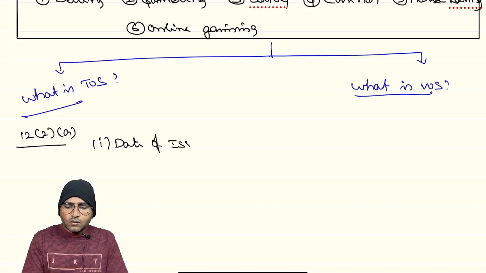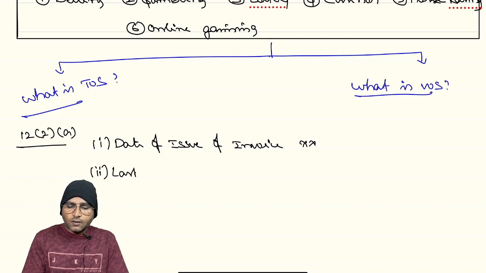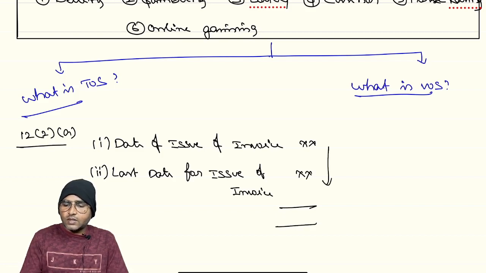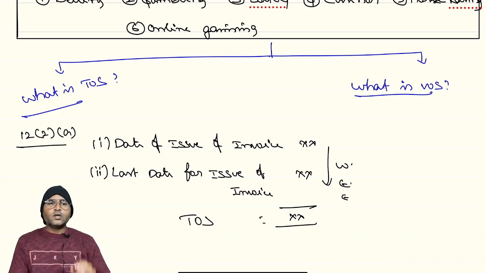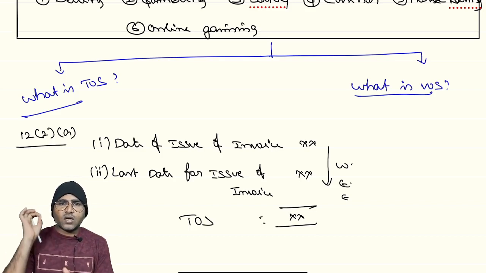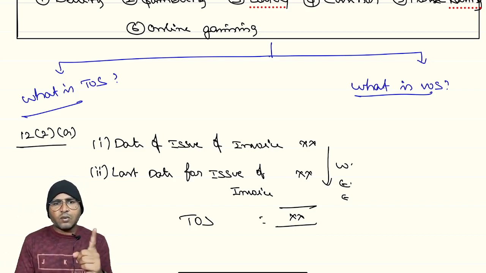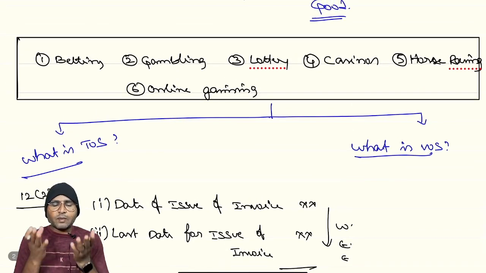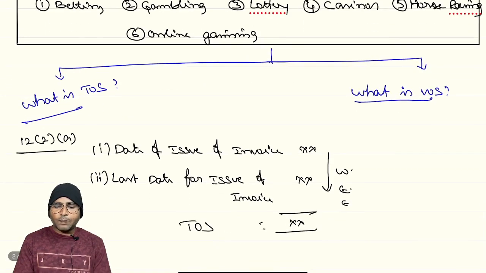In general or normal situations, what is the time of supply? Date of issue of invoice, and the second one, last date for issue of invoice, whichever is earlier. Whichever is earlier is the time of supply. Are you clear? So determination of time of supply in general or normal situations: date of issue of invoice or last date for issue of the invoice, whichever is earlier, that is the time of supply. Right? Now what is the time of supply for these goods? Actually we have to apply the same provision.